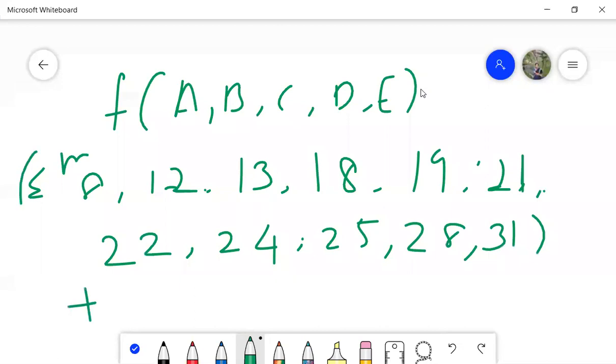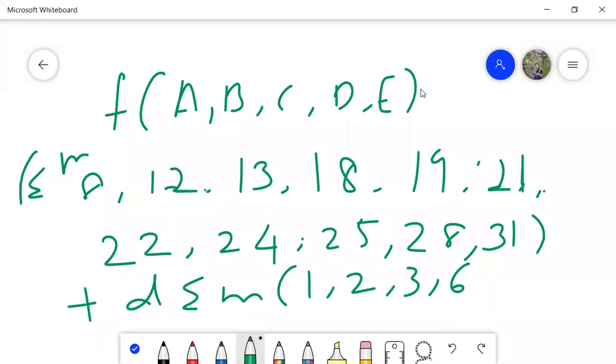plus don't care summation m of 1, 2, 3, 6, 7 and 11. This is the example which I am taking. Hope it is not the same example. This is the example which we are going to take and we are going to solve it. Okay, copy down the question.